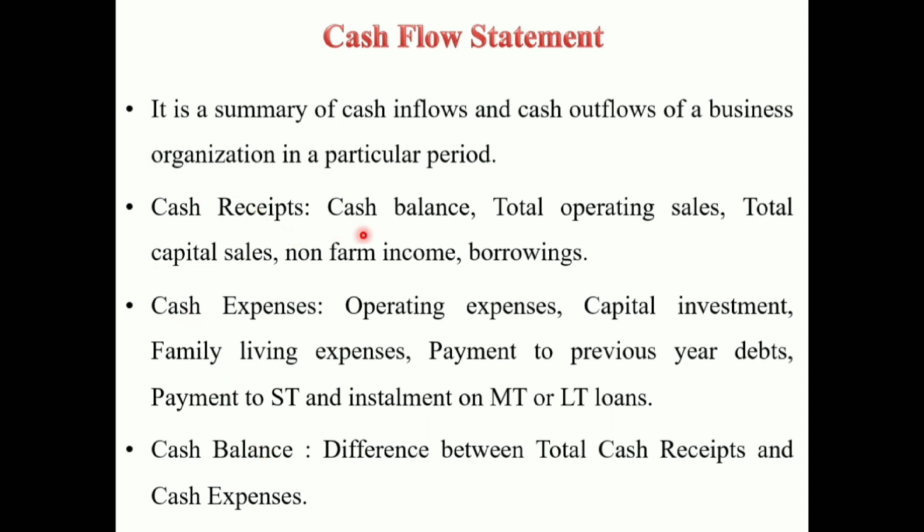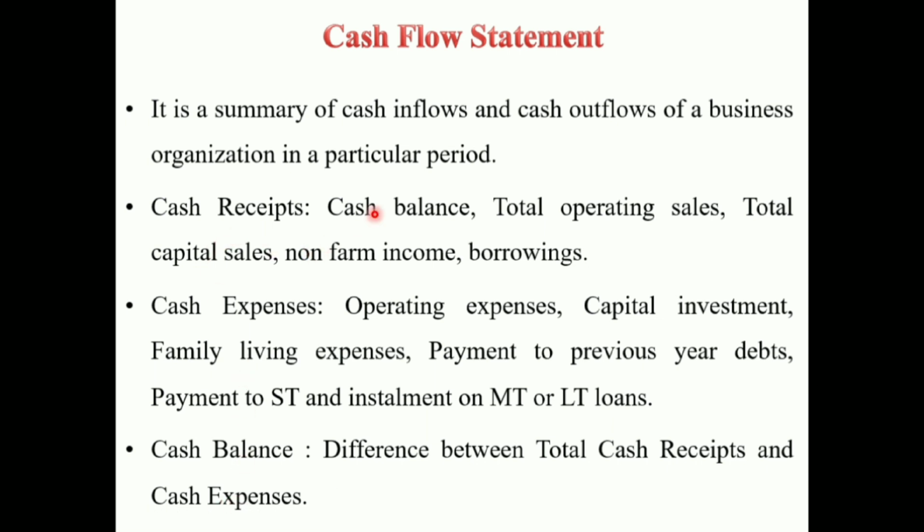Cash receipt includes cash balance, total operating sale, total capital sale, non-farm income and borrowing. Cash expenses include operating expenses, capital investment, family living expenses, payment of previous year debt, payment of short-term loans and installments on medium-term and long-term loans. And cash balance is nothing but the difference between total cash receipt and total cash expenses.